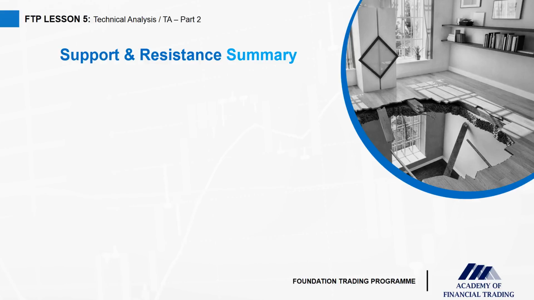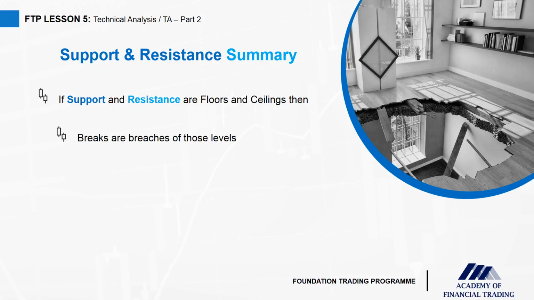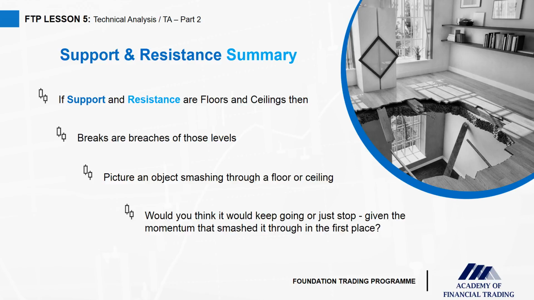All right. So when talking about support and resistance, remember that they are just floors and ceilings. The floor supports your weight, so that's how you remember. Support is the bottom. Resistance is the top. A break is a breach of those levels. So a breakout is when you go through the floor or through the ceiling. Just picture an object smashing through a floor or a ceiling. It's breaking that physical barrier. Would you think it's going to keep going or just stop, given the momentum that smashed it through that barrier in the first place?